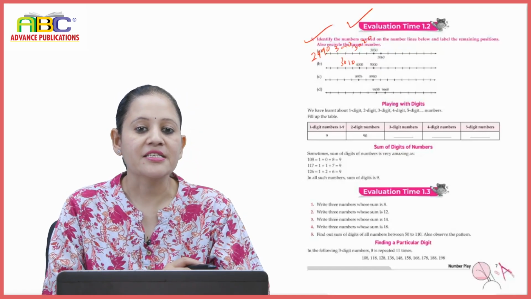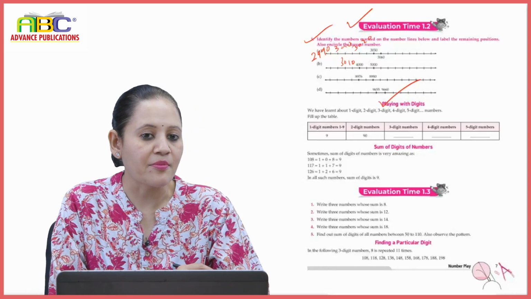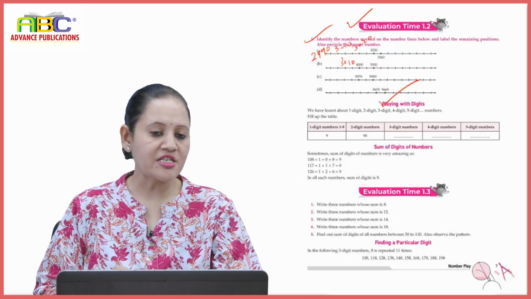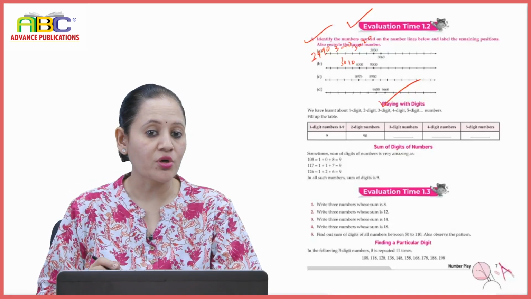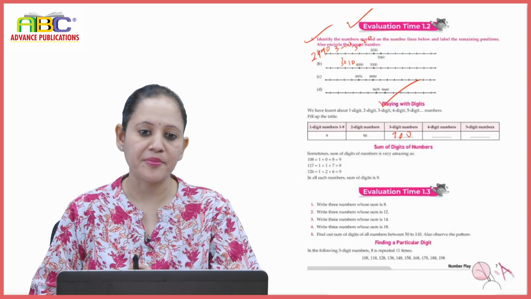Clear? Next, playing with digits. So we have learned about 1 digit, 2 digit, 3 digit, 4 digit and 5 digit numbers. So 1 digit numbers are 1 to 9, total 9 numbers, 2 digit numbers 90, 3 digit numbers 900. In this way you have to write the 4 digit and 5 digit numbers.